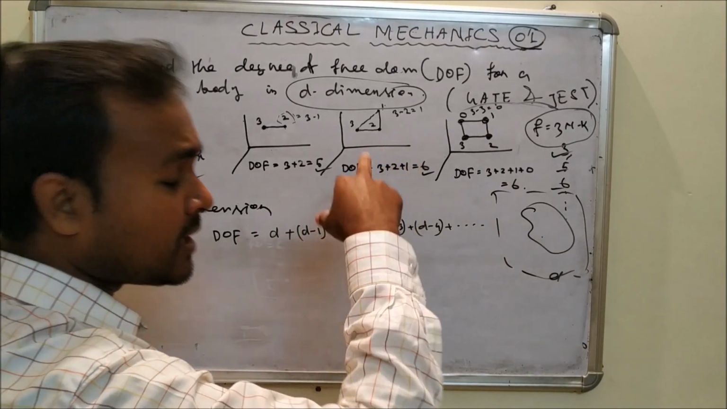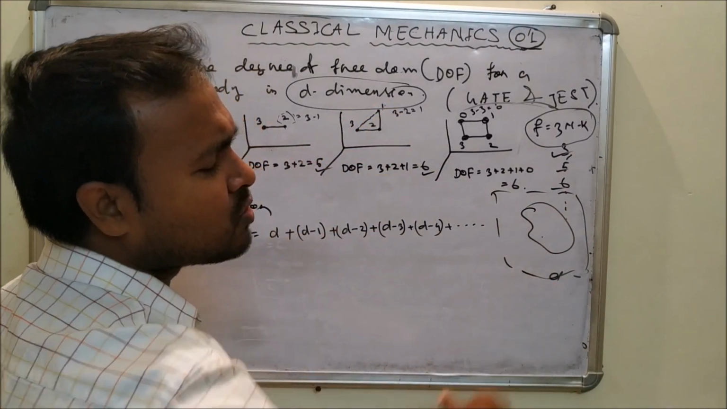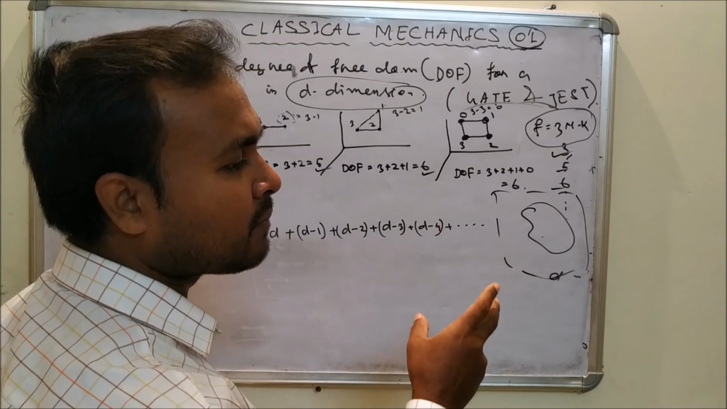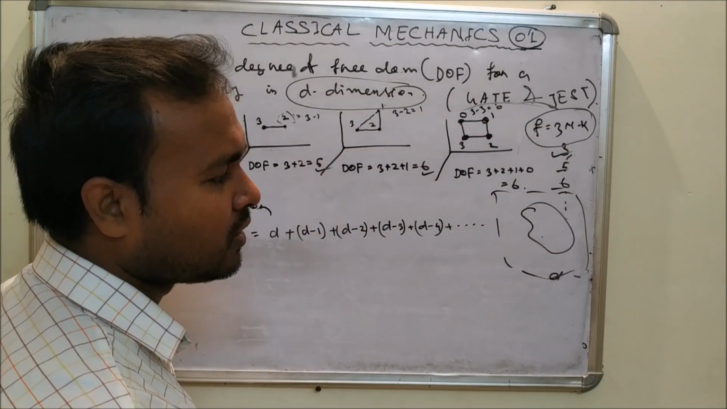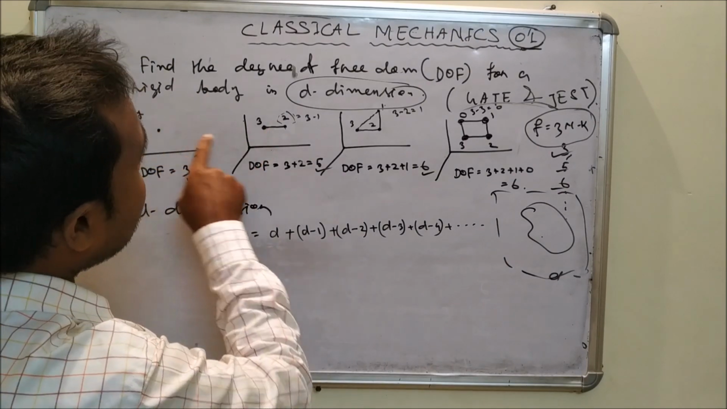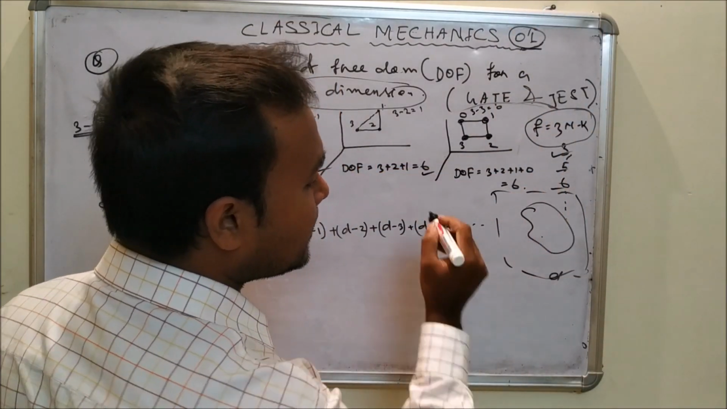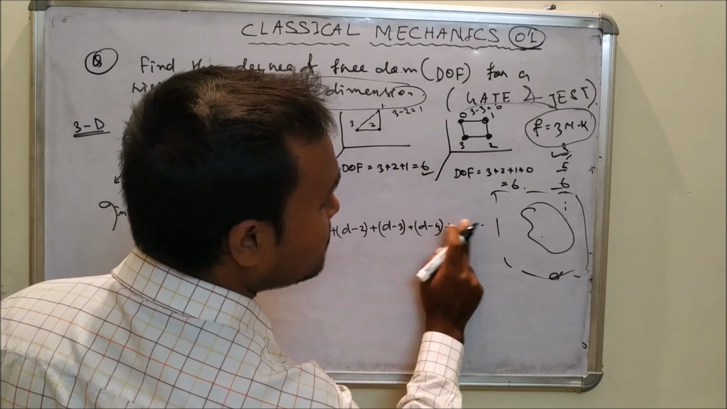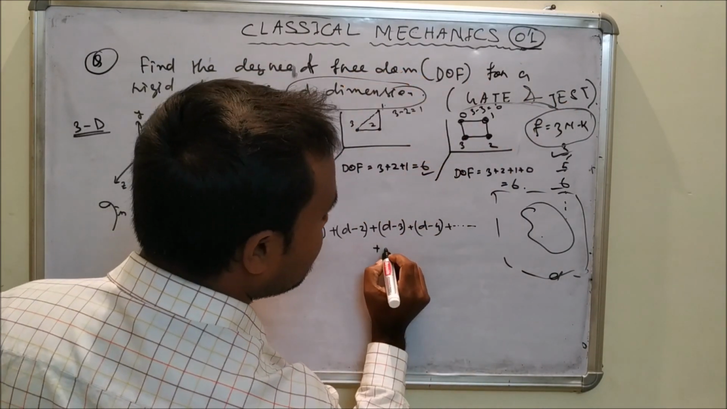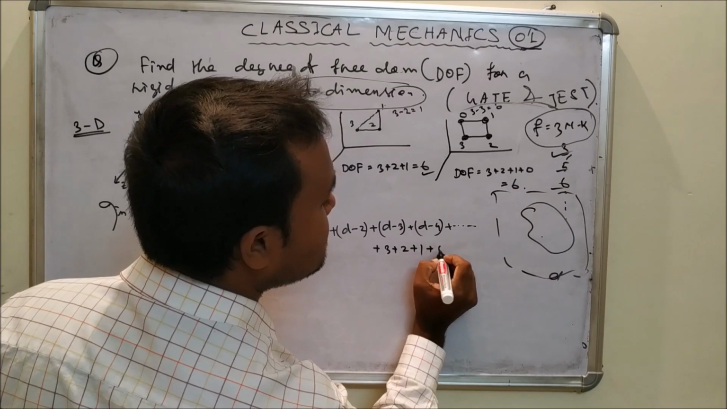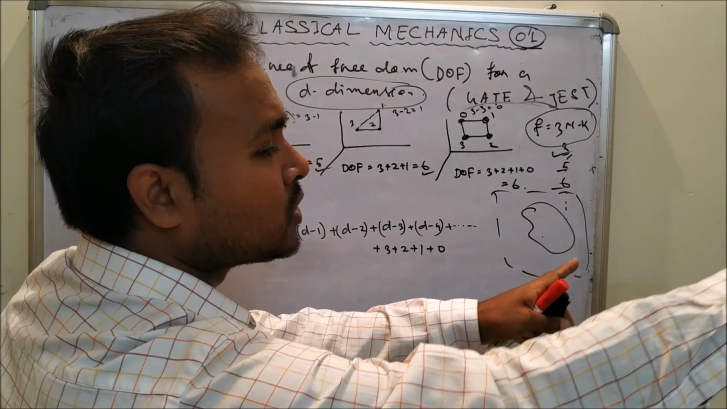D we don't know. Suppose D is 100, if I consider the 101st particle, the 102nd particle, all the degree of freedom contribution will be 0. That means we are calculating 3 minus 1, 3 minus 2, 3 minus 3, then the rest of the particles' degree of freedom will be 0. It means D plus D minus 1, D minus 2, D minus 3, D minus 4 plus dot dot dot, and it is decreasing, it will decrease up to 0, right? Like 3 plus 2 plus 1 plus 0. And the rest are 0, we don't want to write.